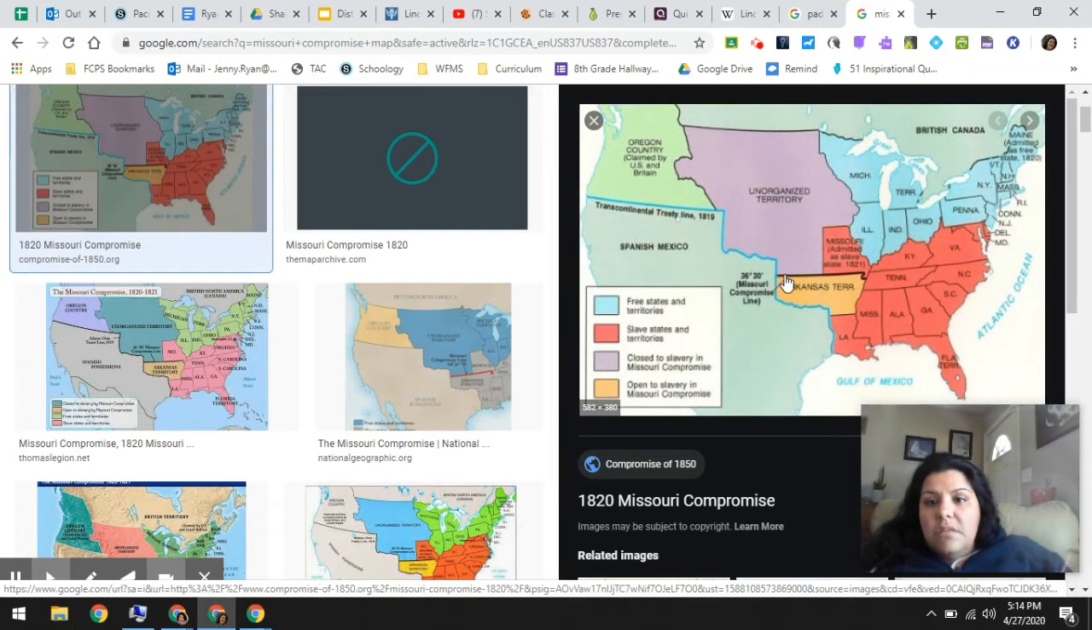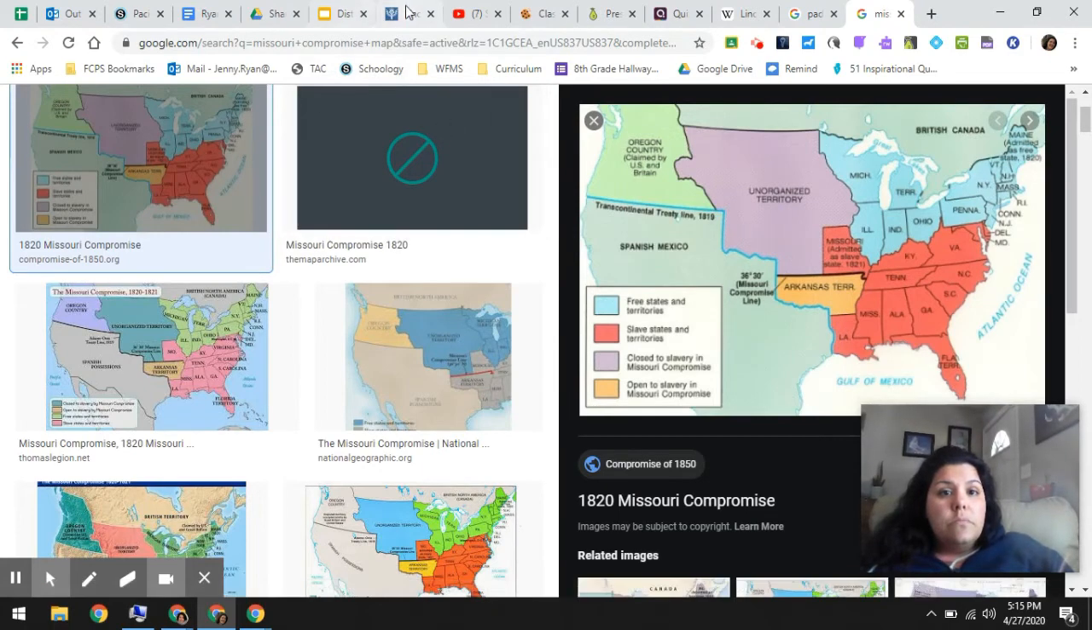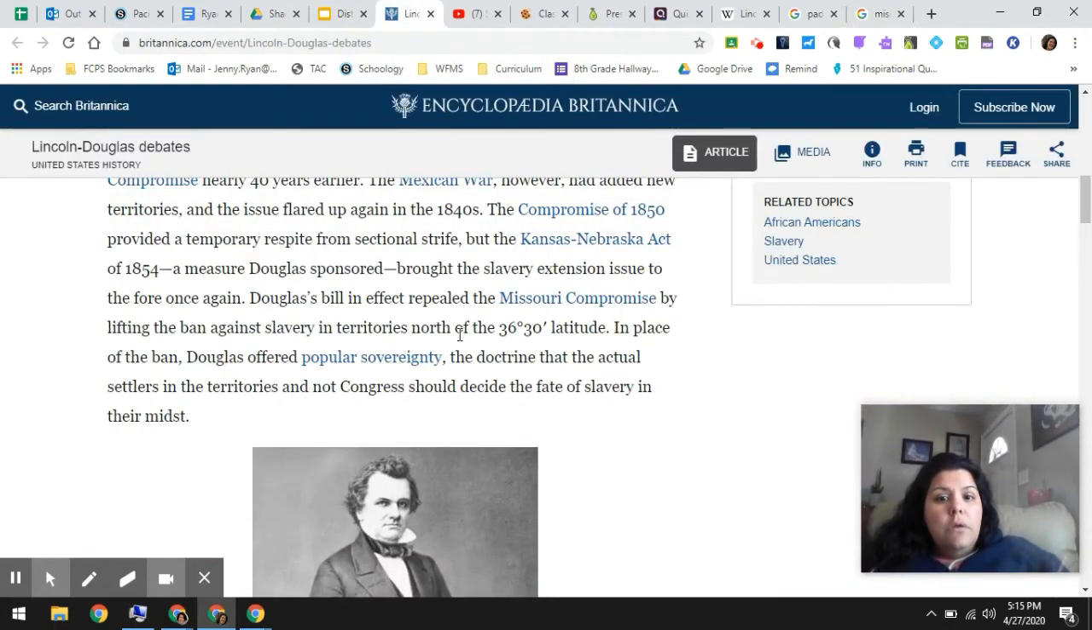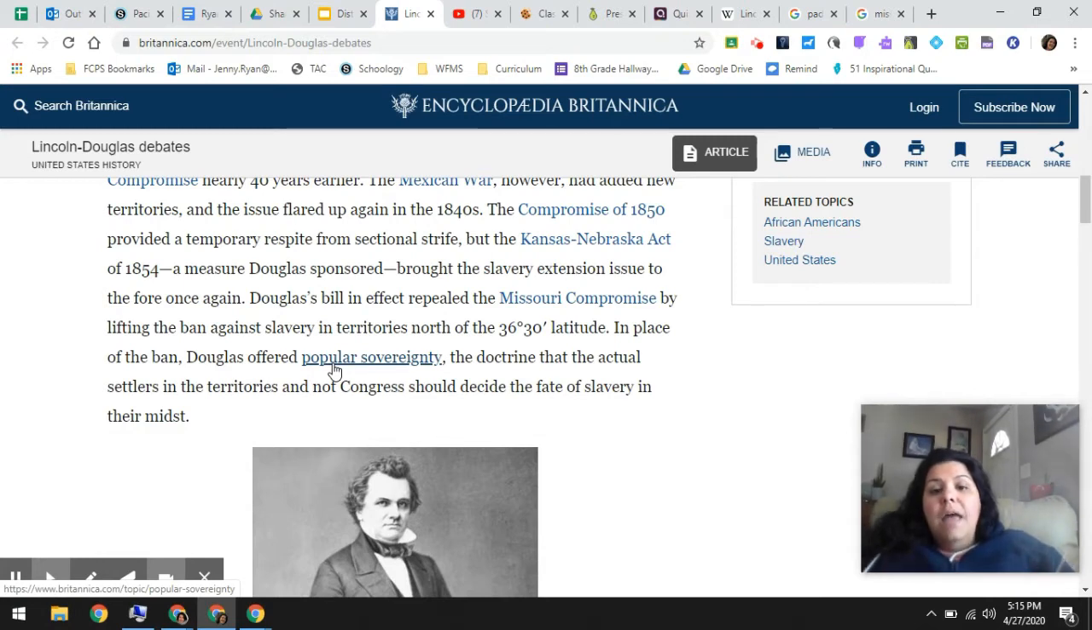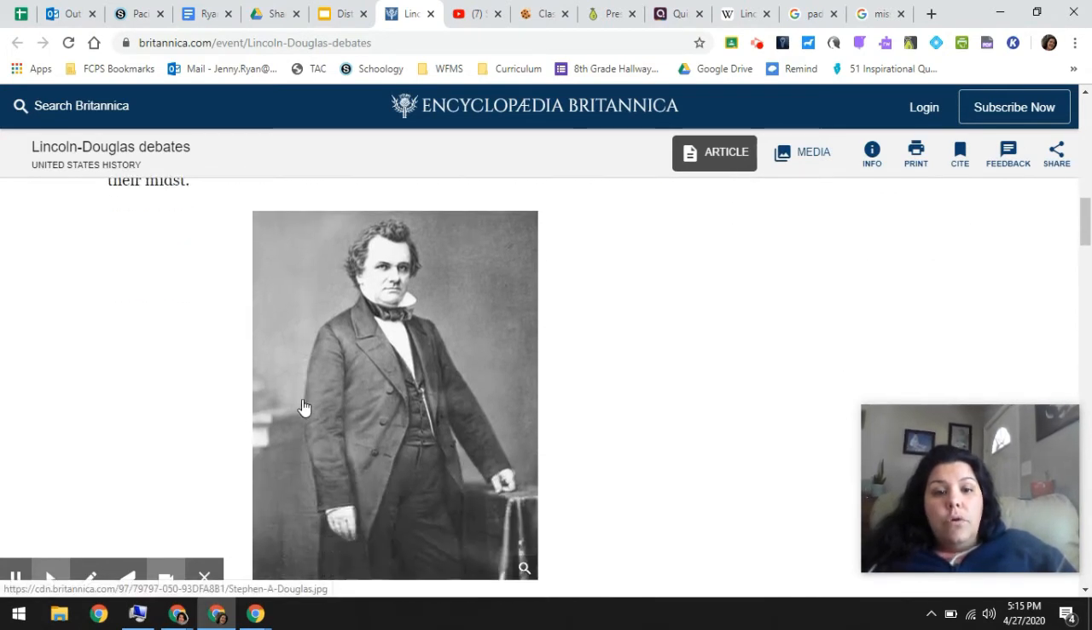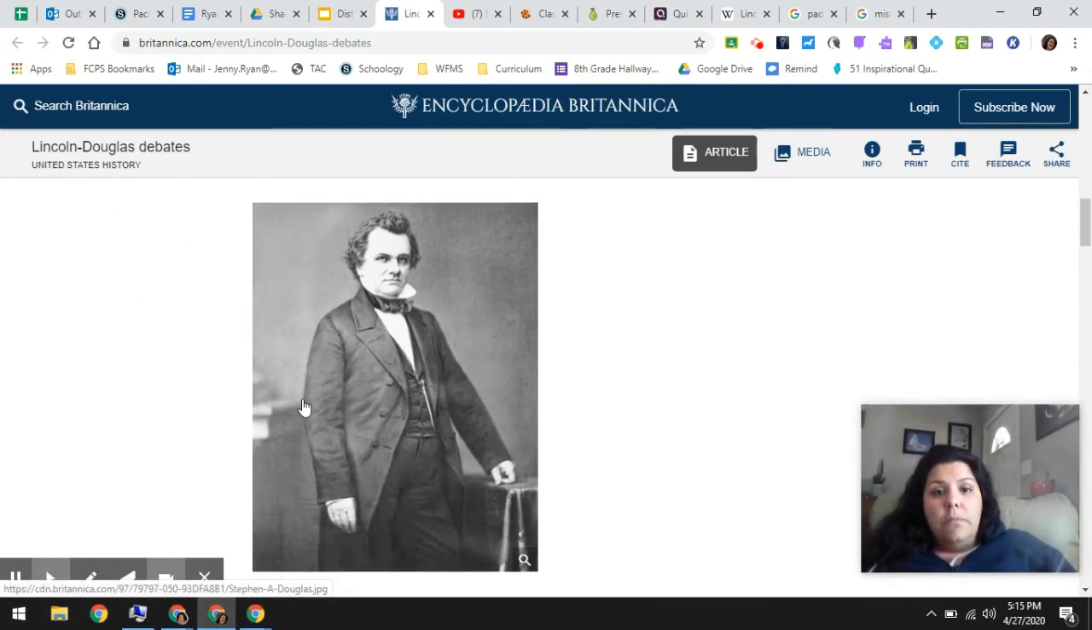So you can see this line right here. The Missouri Compromise said anything above would be no slavery, and anything below could have slavery. But later, this idea of popular sovereignty came up, and that was the idea that people who actually lived in the territories would be allowed to vote. So the citizens would vote. And that's a picture of Stephen Douglas right there.